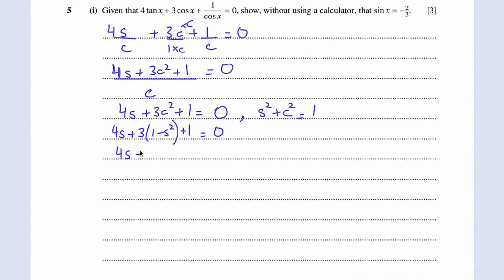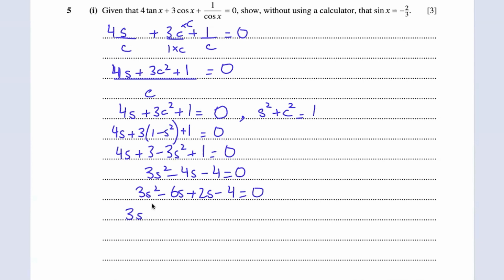Expanding this, we get 4 sine plus 3 minus 3 sine squared plus 1 equals 0. Rearranging the equation, we get 3 sine squared minus 4 sine minus 4 is equal to 0. Factorizing this, we get 3 sine squared minus 6 sine plus 2 sine minus 4 equals 0. Taking 3 sine common, we get 3 sine bracket sine minus 2. Taking 2 common from 2 sine minus 4, we'll have 2 bracket sine minus 2 equals 0. So the final answer is sine minus 2 and 3 sine plus 2 equals 0.